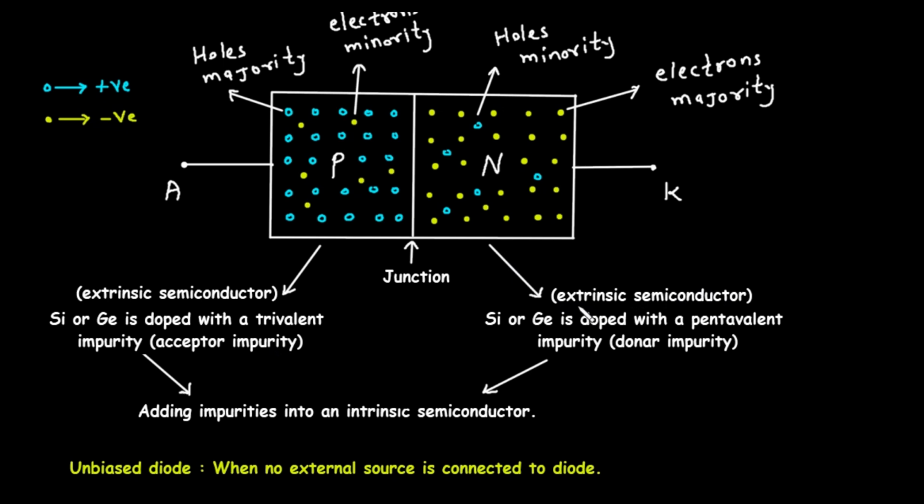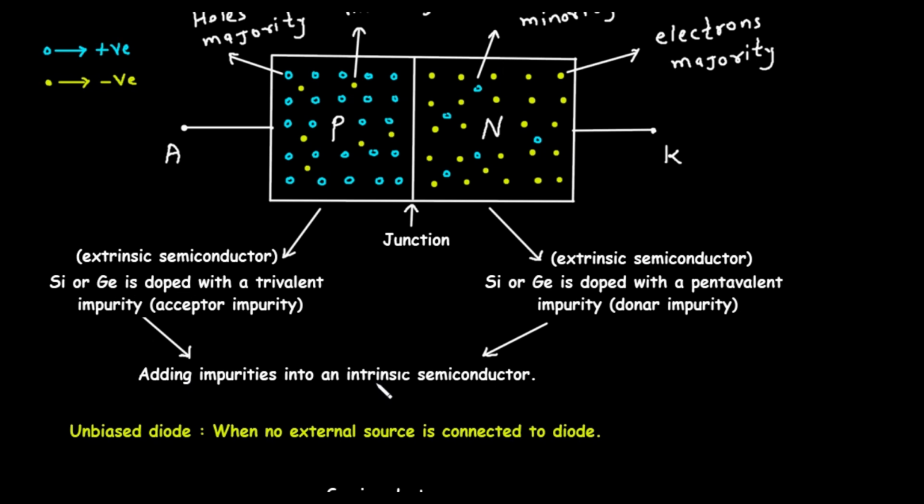To create the N-type material, we again start with a pure semiconductor like silicon or germanium. This time, it is doped with a pentavalent impurity. Pentavalent means the impurity atoms have 5 electrons in their outer shell. This provides an extra, free electron that is not needed for bonding with the surrounding atoms. This is why it's called a donor impurity: it donates a free electron to the material.